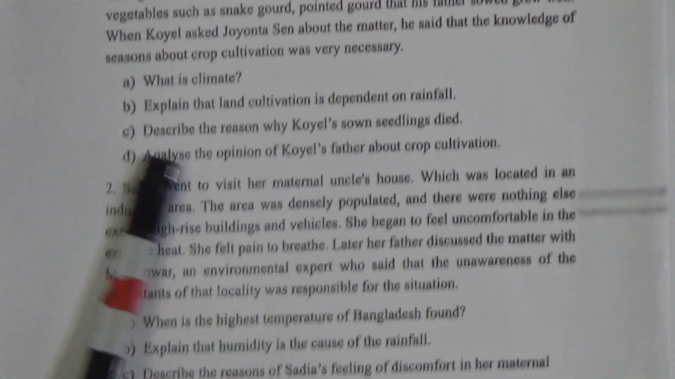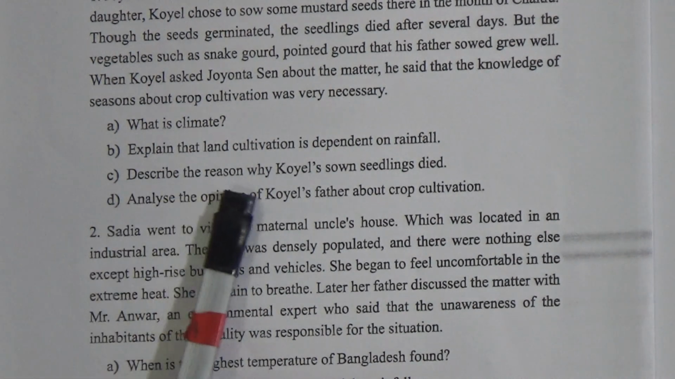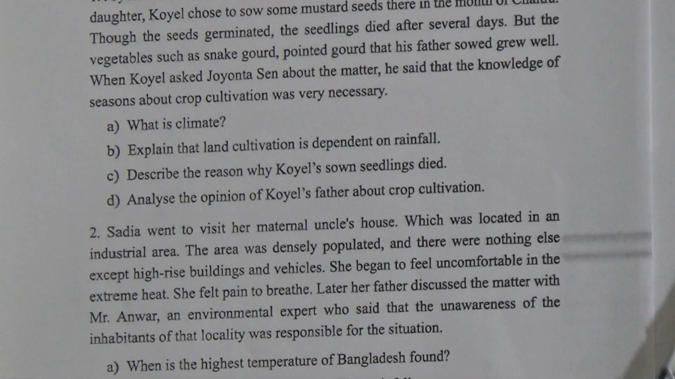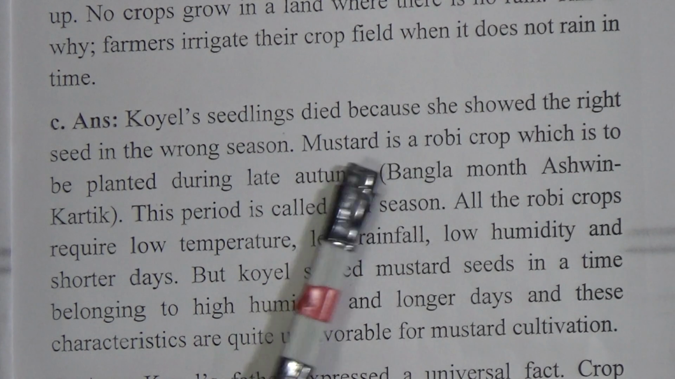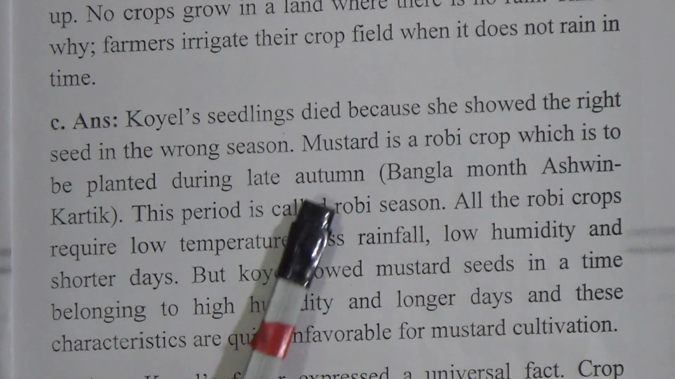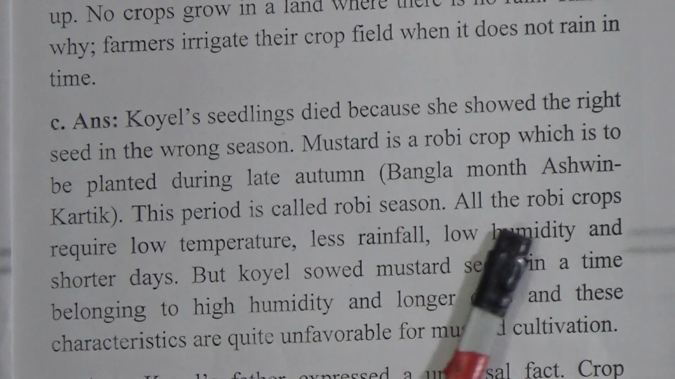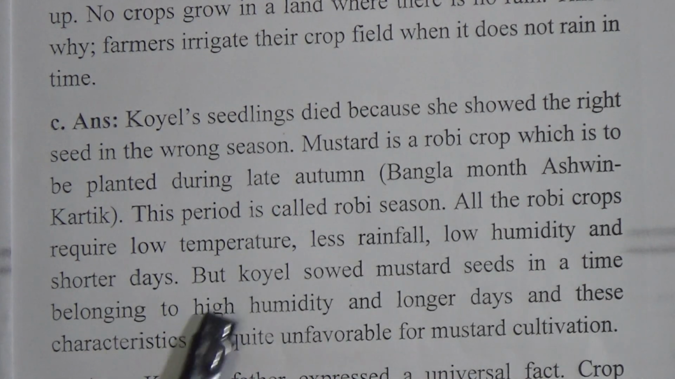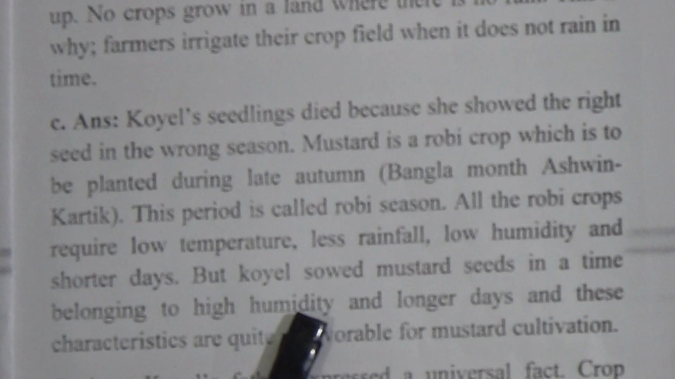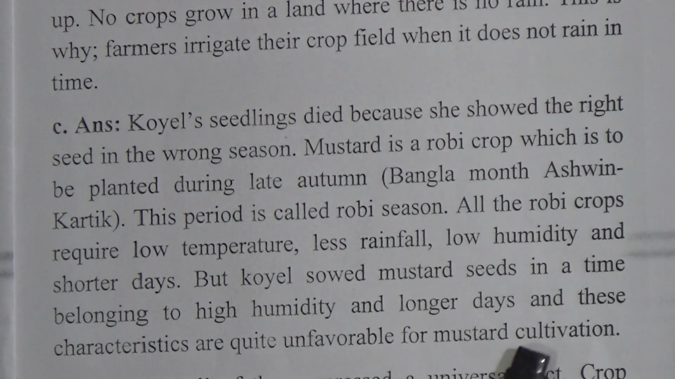Question number C. Describe the reason why Koil's sown seedlings died. I am telling again, describe the reason why Koil's sown seedlings died. Answer: Koil's seedlings died because she sowed the right seed in the wrong season. Mustard is a rabi crop which is to be planted during the autumn. In Bangla it is called Ashin and Kartik. This period is called rabi season. All the rabi crops require low temperature, less rainfall, low humidity and shorter days. But Koil sowed mustard seed at a time belonging to high humidity and longer days. Look at the fault of Koil. These characteristics are quite unfavorable for mustard cultivation.